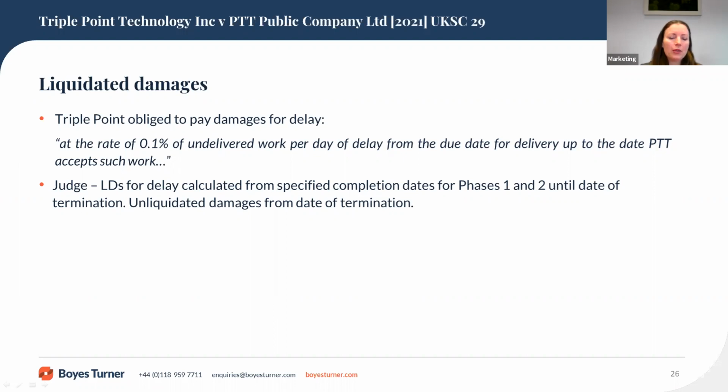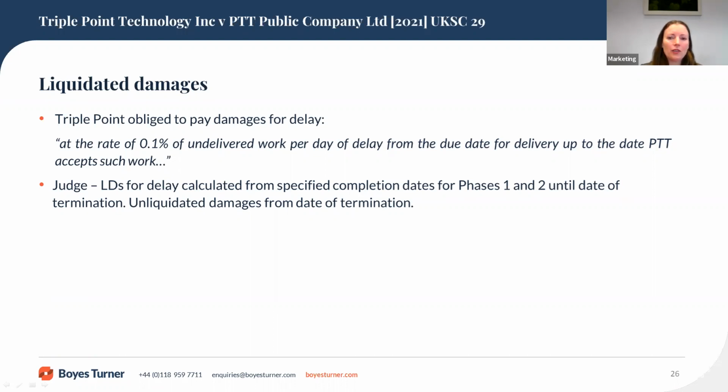TriplePoint argued that the liquidated damages were therefore only payable for the 149 days of delay in completing stages 1 and 2 of phase 1, claiming that was the only work which had been completed and accepted. And so it was only liable to pay liquidated damages of some $150,000 odd US dollars.